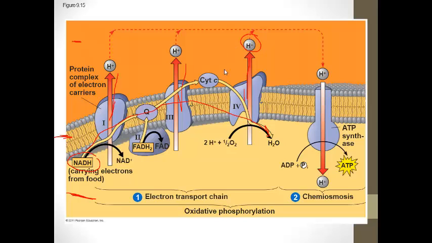What's moving the electron down the electron transport chain? It's oxygen and oxygen's electronegativity. Remember, oxygen has a strong pull of electrons.